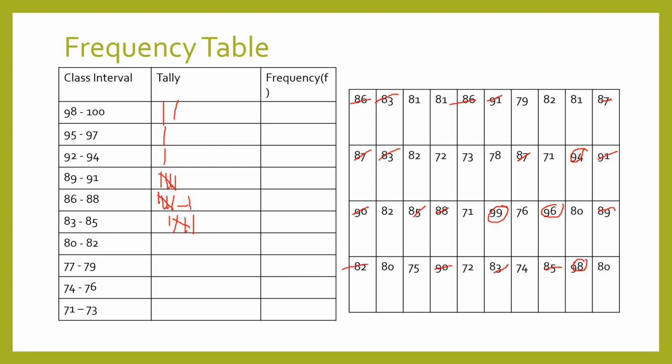Next, 77 to 79: 1, 2, 3, 4, 5, 6, 7, 8, 9, 10. Then 74 to 76: 1, 2, 3.